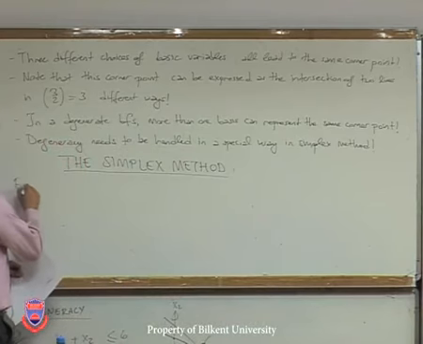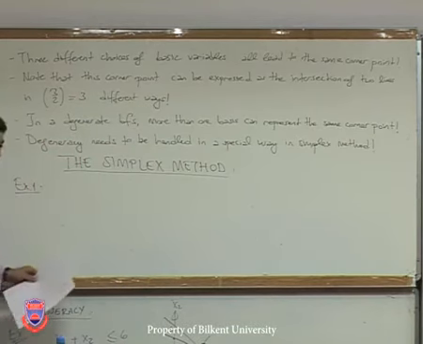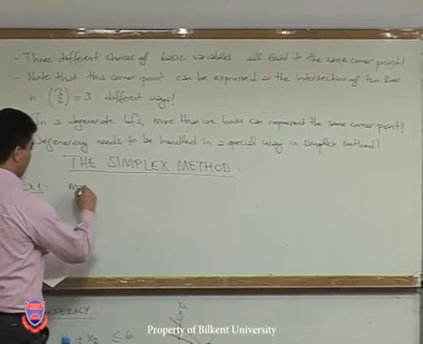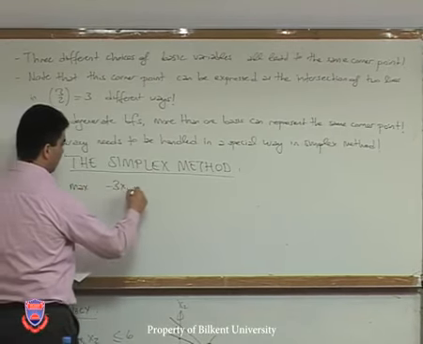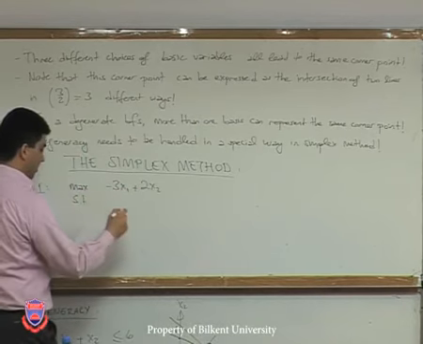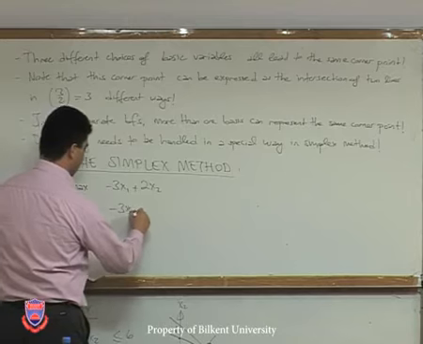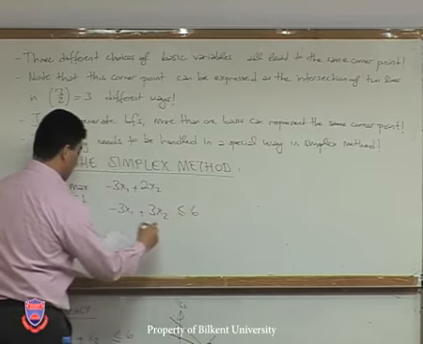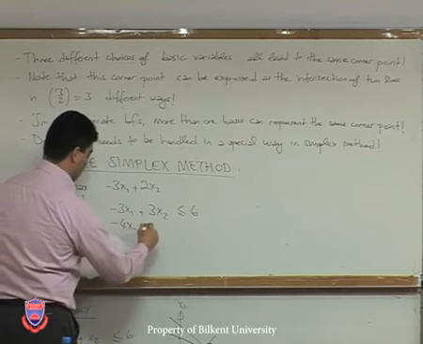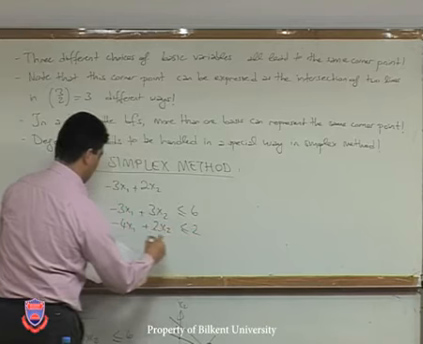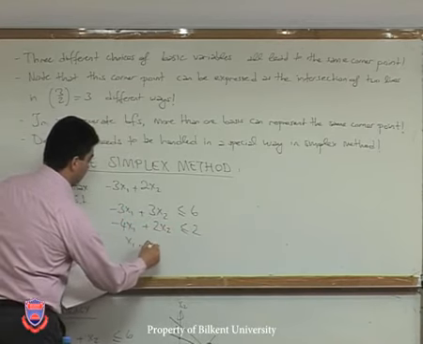So this is my first example. So let's consider the following problem. I'm trying to maximize minus 3x1 plus 2x2. And my constraints are given by minus 3x1 plus 3x2 is less than or equal to 6. Then minus 4x1 plus 2x2 is less than or equal to 2. Then x1 and x2 are non-negative.